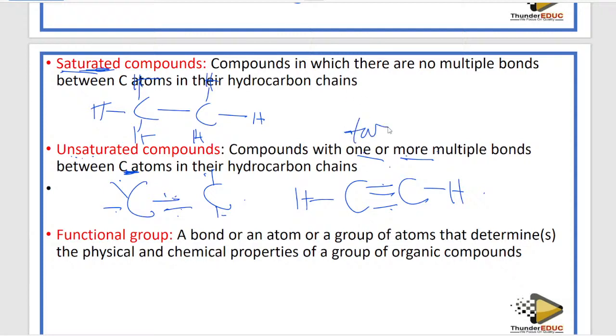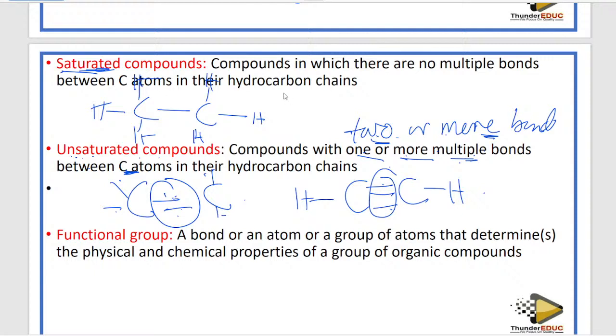It has two or more bonds between carbon atoms. Don't say two or more multiple bonds, because the word multiple means many. You can say two or three bonds between. What you want to see is that it is not a single bond throughout, and the words between carbon atoms must be there.